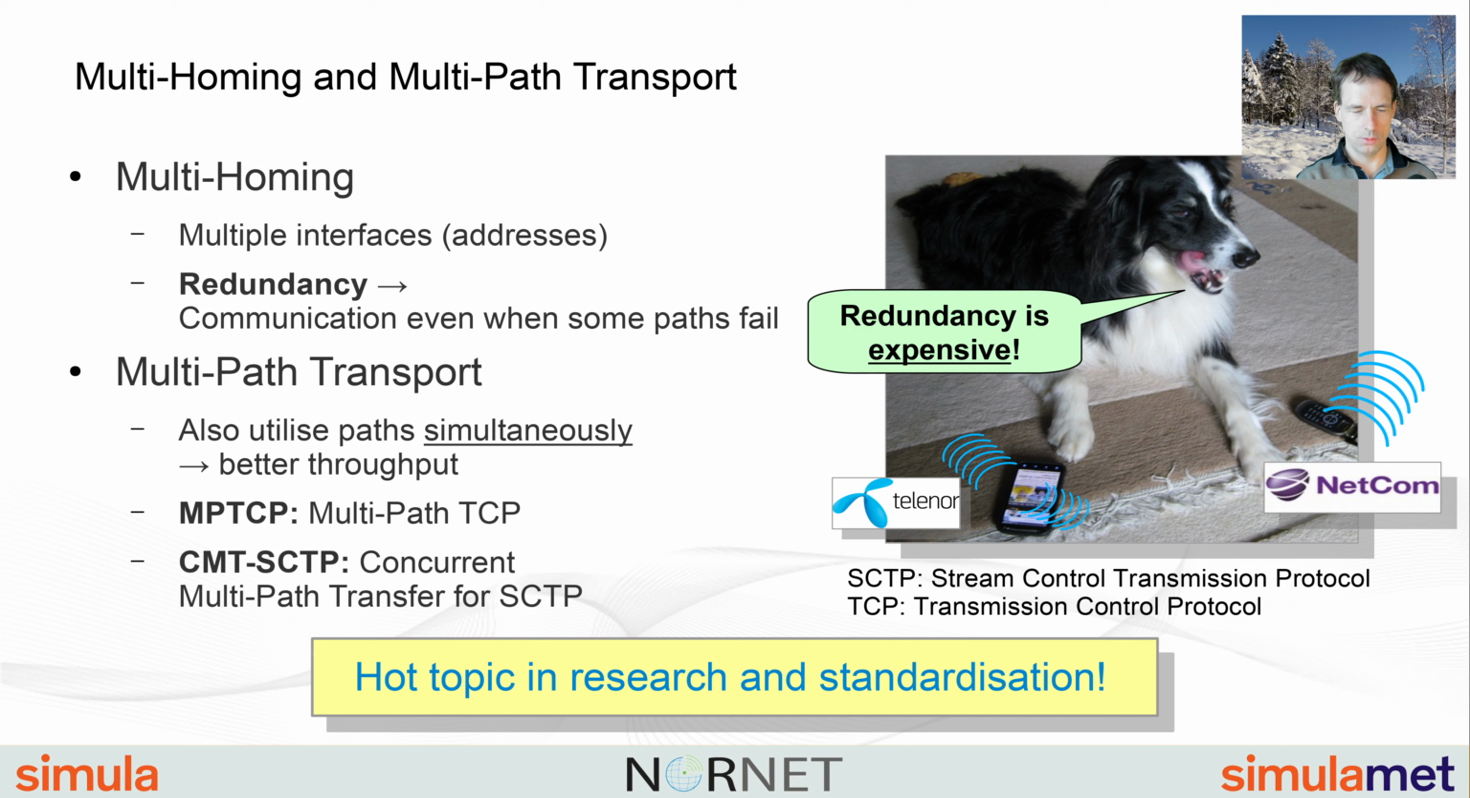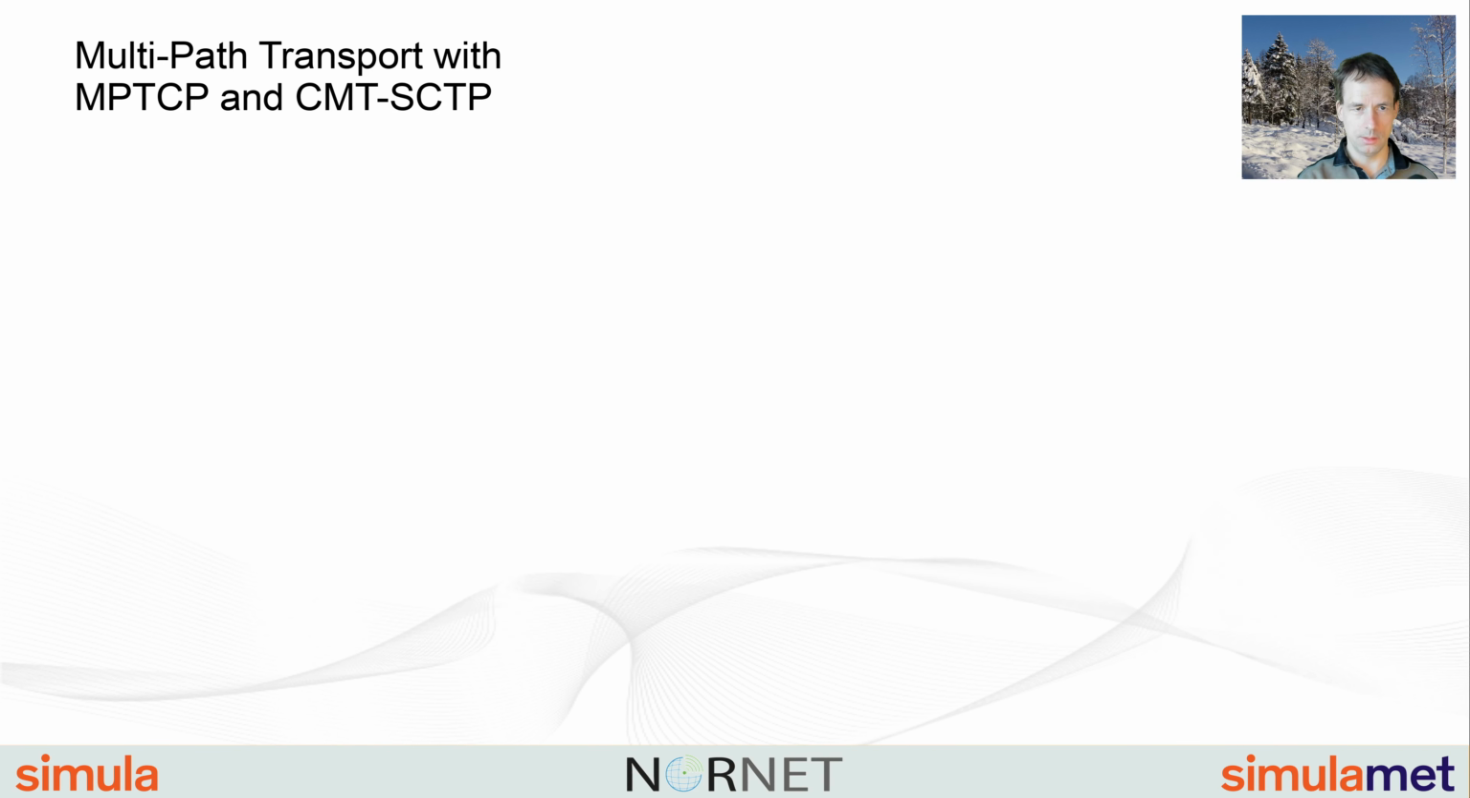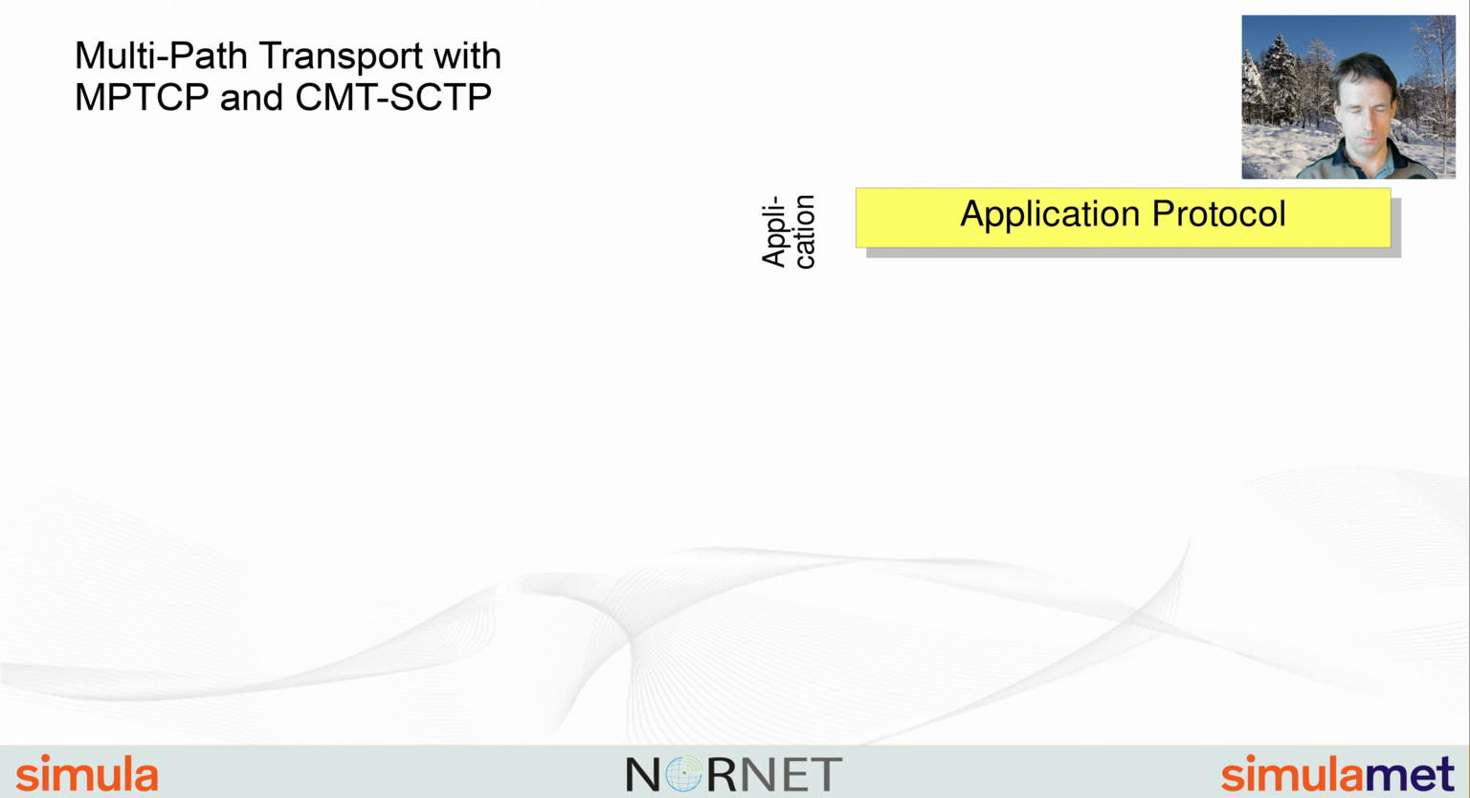So it's an interesting topic in research and standardization, which requires more investigation. So let us look at some more details about multipath transport and the underlying multi-homing, for example with MPTCP or CMT-SCTP. Well, how does it work? On the application layer of the OSI model, you have the application protocol, for example HTTP, HTTPS, or any other protocol you like.